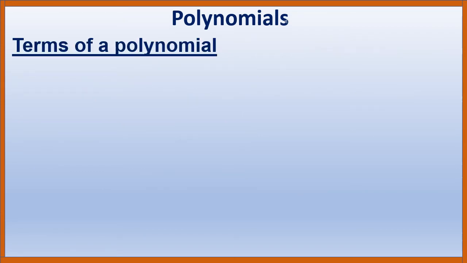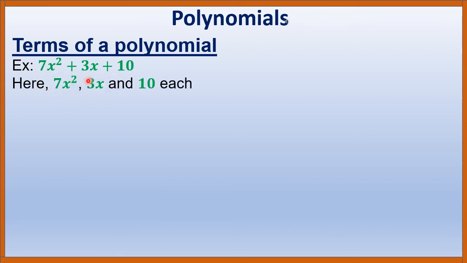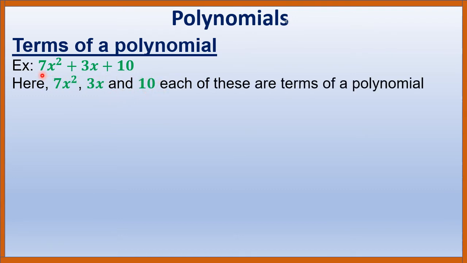Terms of the polynomial: 7x square plus 3x plus 10. This is a polynomial expression, right? Here 7x square, 3x and 10, each of these are terms. 7x square is one term, 3x is one term and 10 is another term. All these are terms of the polynomial. So here each term is separated by either plus or minus. But multiplication and division do not separate the terms.